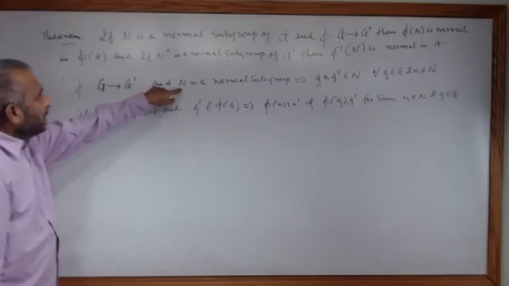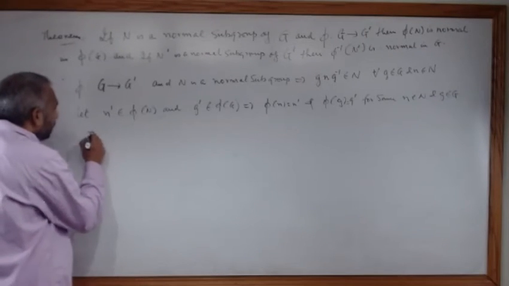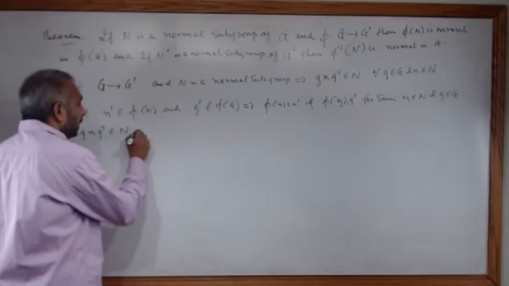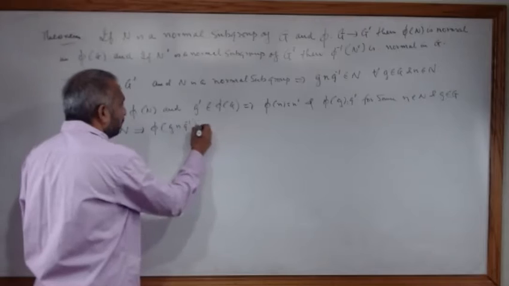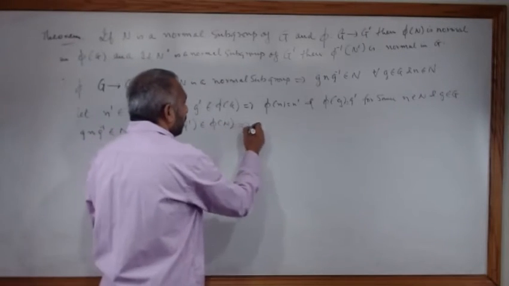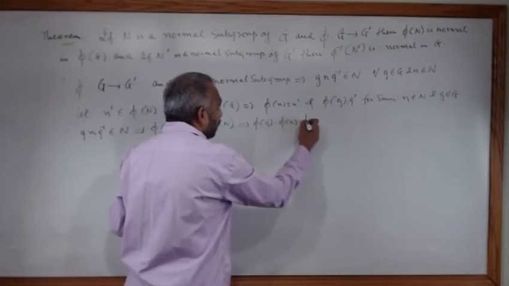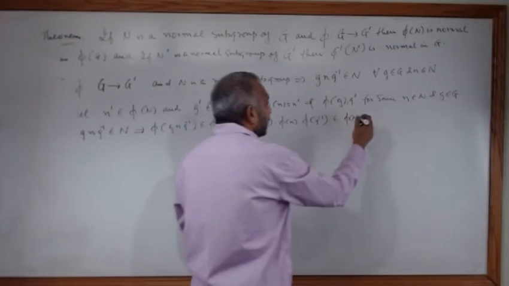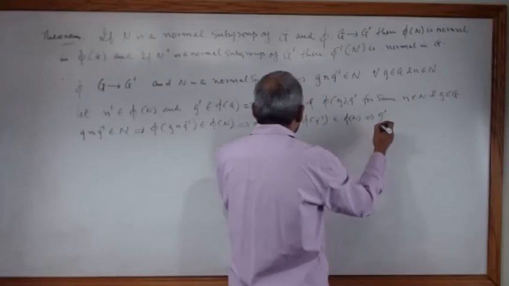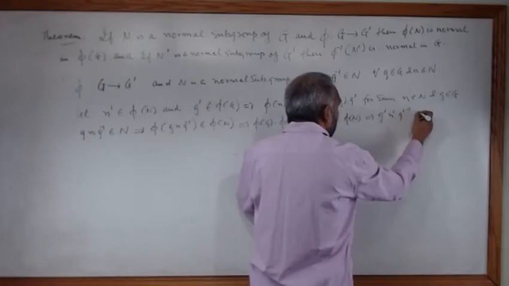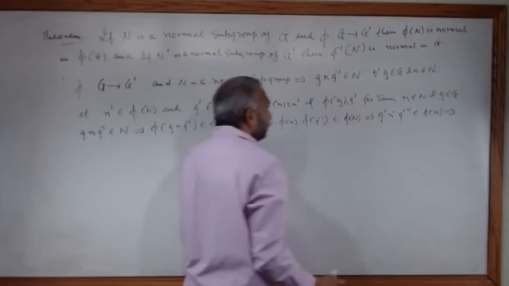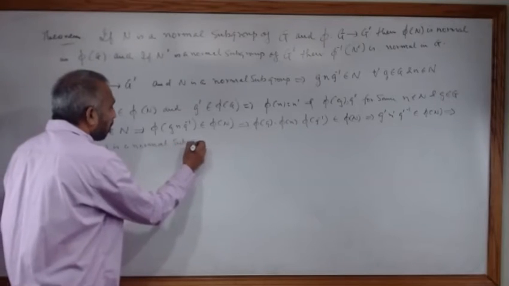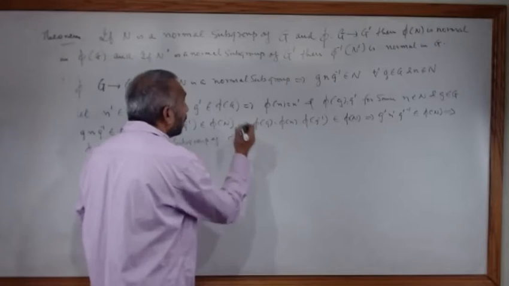But given that N is a normal subgroup, g n g inverse belongs to N because N is normal, and that implies phi of g n g inverse belongs to phi of N, and that implies phi of g times phi of n times phi of g inverse belongs to phi of N. And that implies this is g prime, this is n prime, and this is g prime inverse, belongs to phi of N, and that implies phi of N is a normal subgroup of phi of G, not G prime.